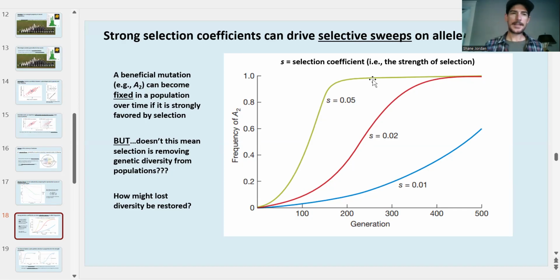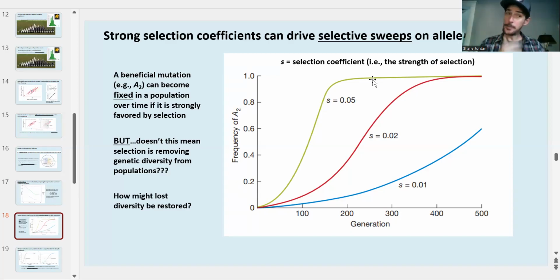And so the point here is that the strength of selection matters, and it can very much dictate the rate at which certain alleles become more and more common within populations. Now, an important caveat of this is to recognize that this is sort of driving genetic diversity out of populations. And the answer is yes. Really, really beneficial alleles under strong selection will tend to become completely dominant within populations. And so at a particular gene locus, there might be only one variant of an allele that is present because that allele apparently is so beneficial.